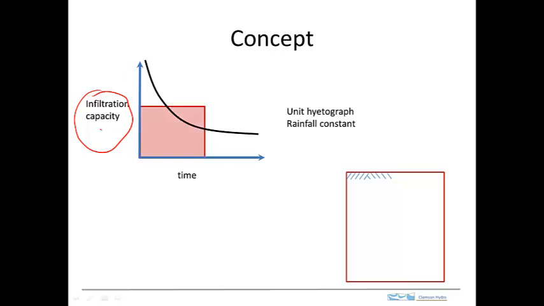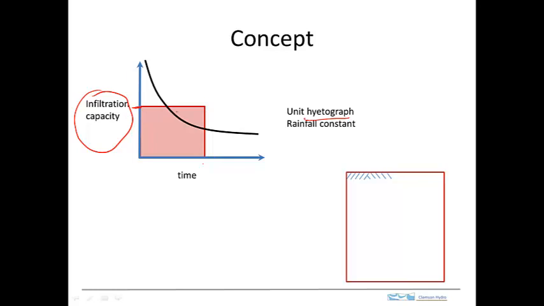If we apply to this a unit hyetograph, and a hyetograph is a plot of the rainfall as a function of time, typically displayed as a histogram type of plot, here we have what we'll call a unit hyetograph. This is the rainfall rate as a function of time, and the rainfall rate is just constant. So it's a very idealized rainfall.